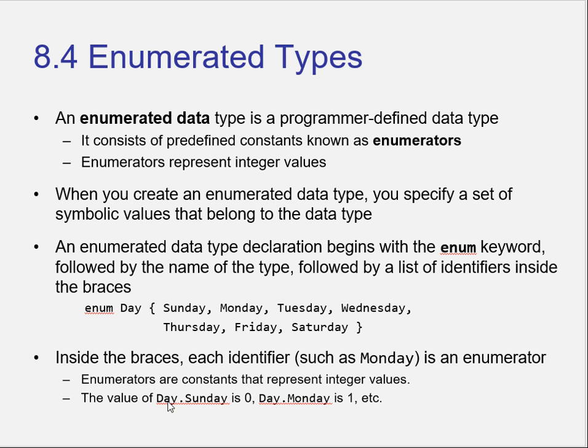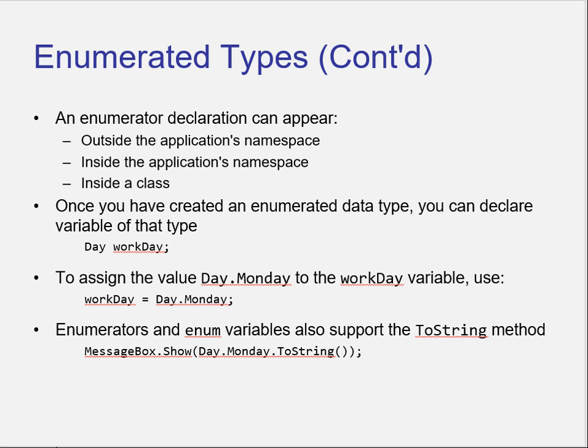So the value of day dot Sunday would equal 0 as the integer value. Monday, of course, would be 1, and Saturday would be 6 in that case. Now, when it comes to declaring an enumerator declaration, where do you declare it? Well, we can put it inside or outside of the application's namespace, so it can be accessed anywhere within our namespace, and even inside of a class, it will be available.